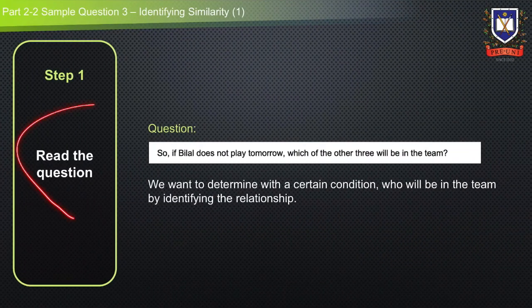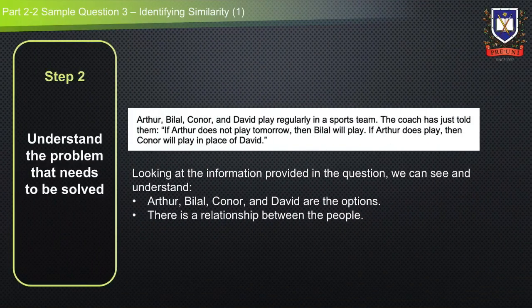The first step is to read the question and determine what it is asking. Since it is asking, if Bilal does not play tomorrow, which of the other 3 will be in the team, we want to determine with a certain condition who will be in the team by drawing upon the relationship given to us. Step 2 is to understand the problem that needs to be solved.